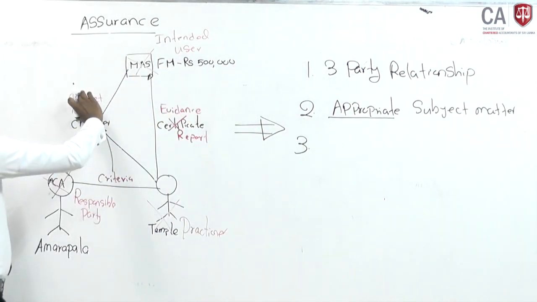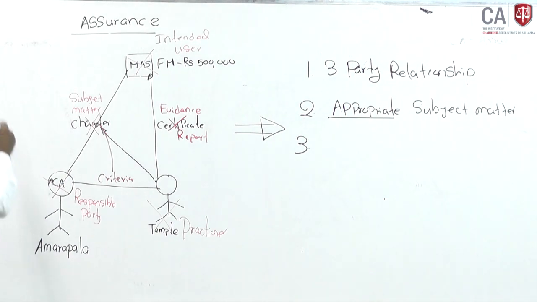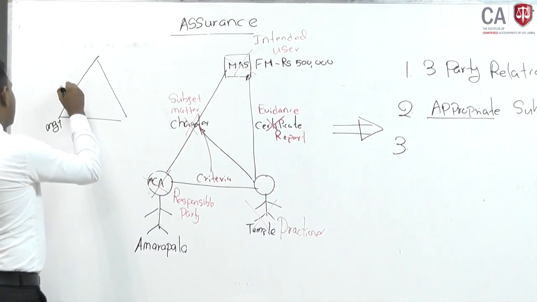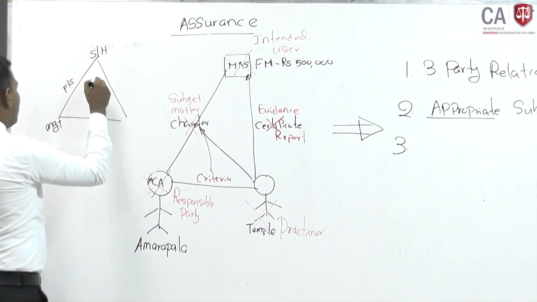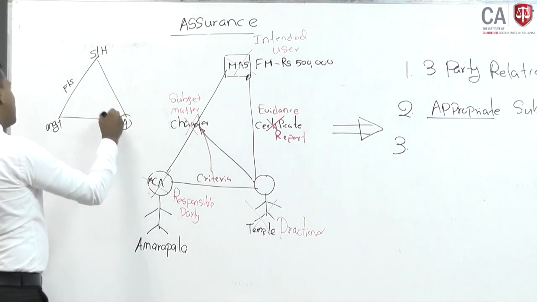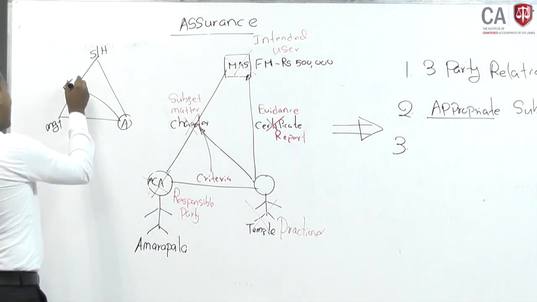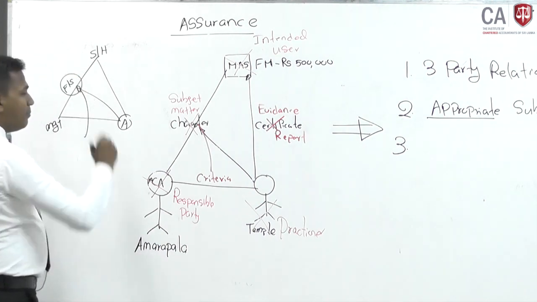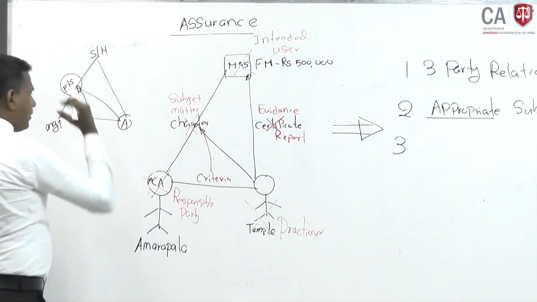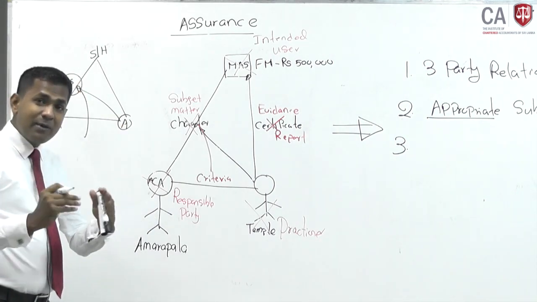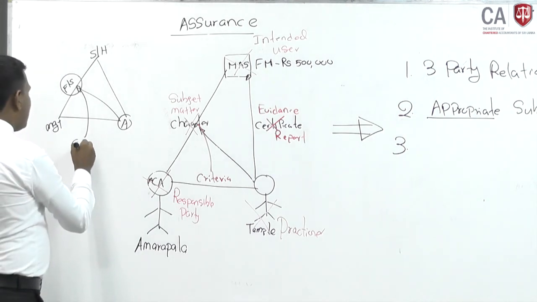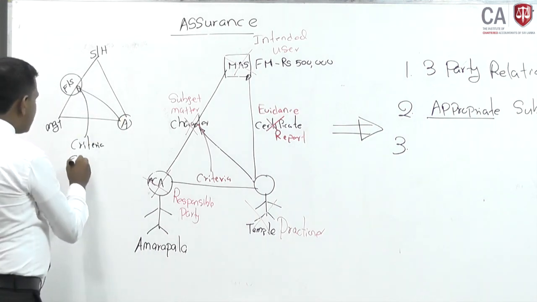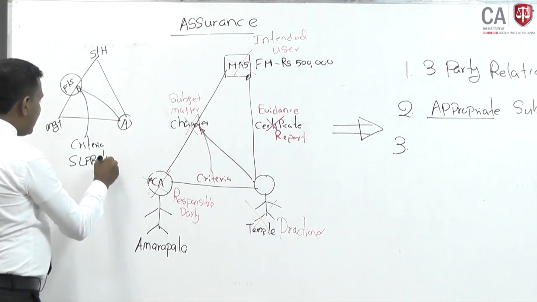Number three. This subject matter must be evaluated through something. If it is an audit, management is preparing the financial statement and giving it to the shareholder. The shareholder appoints a third party person called a chartered accountant to come and check this financial statement. These financial statements should be evaluated using some basis. That basis is called criteria. So this financial statement is prepared based on the Sri Lanka Financial Reporting Standards, or the LKAS.